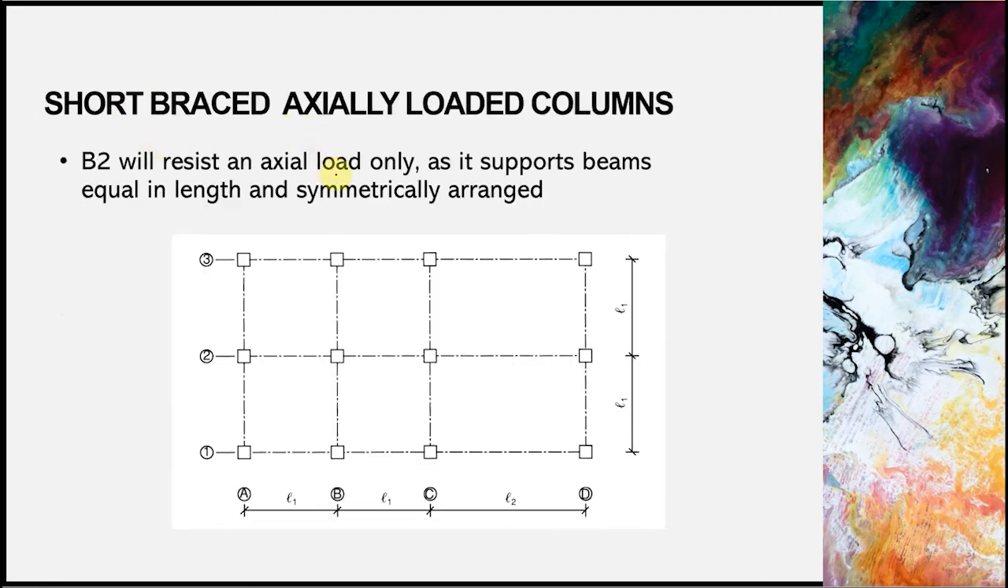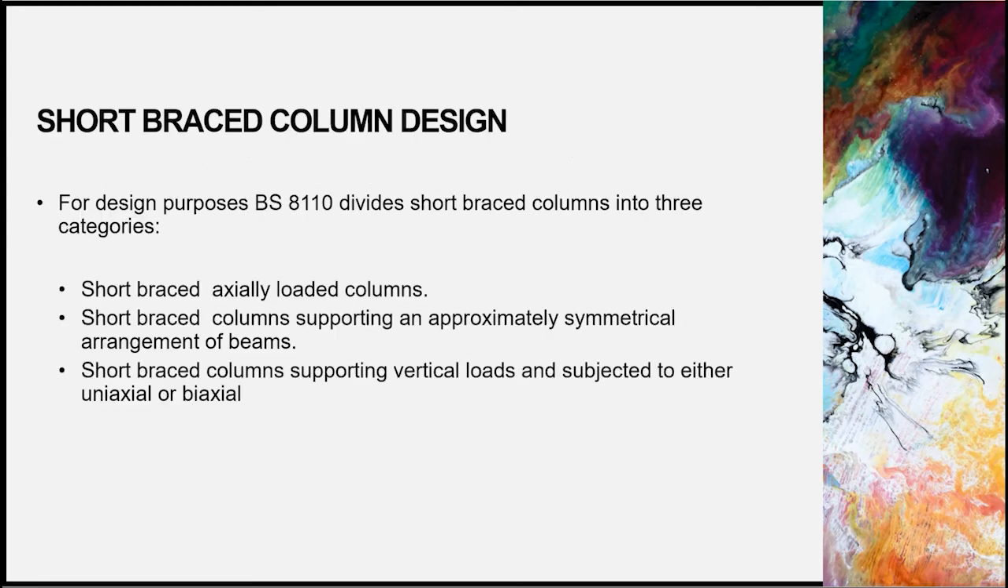B2 will resist axial load as it supports beam equal in length and symmetrically arranged. So kalau you tengok dalam gambar rajah ni, B2 ni kita panggil dia as axially loaded column only because of dia punya loading adalah symmetry, maksudnya betul-betul dekat tengah-tengah lah. So it is only axial load sahaja.